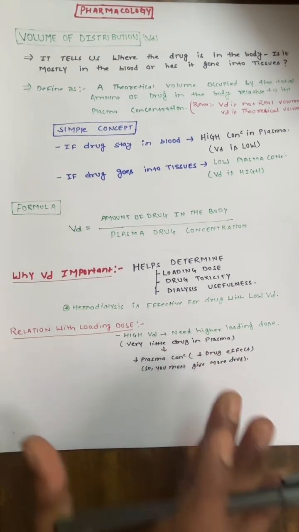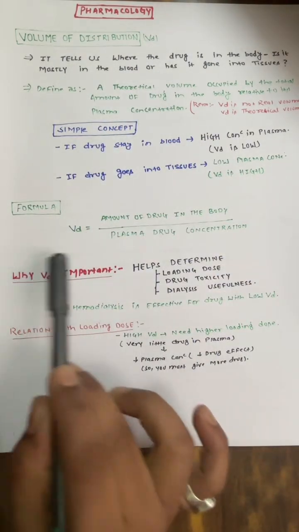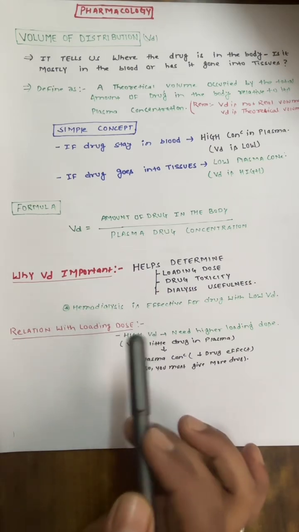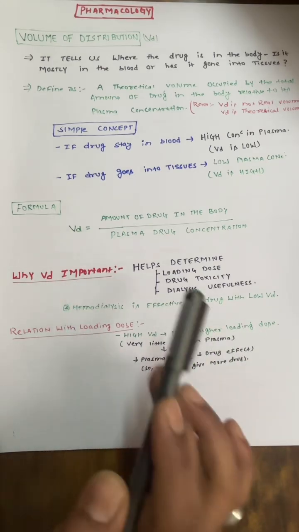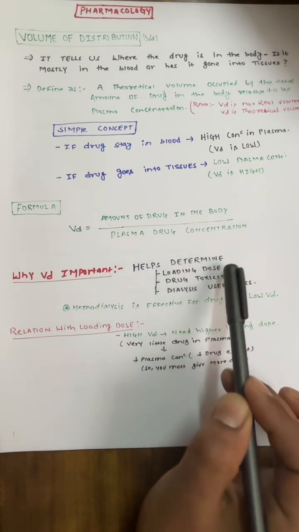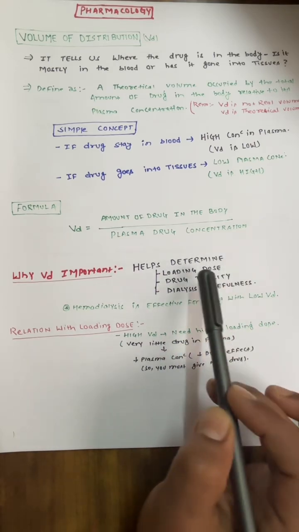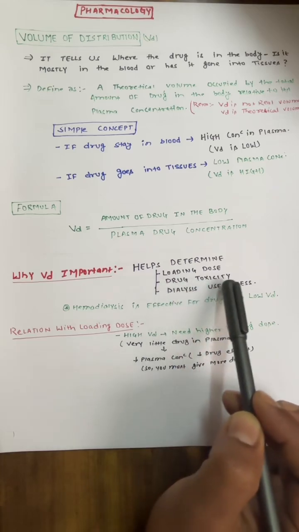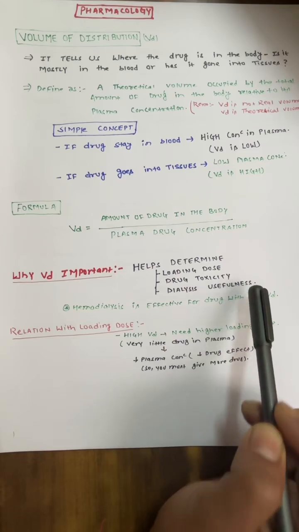Now why are we focusing so much on volume of distribution? Because it is very important. We often ignore this topic in first year and second year MBBS, but it is very important. Why? Because it helps us determine the loading dose. Whenever you walk into the ER or ICU, we always hear, give a loading dose. That's why volume of distribution helps us determine the loading dose, and it also tells us about drug toxicity, and it is also useful in dialysis.